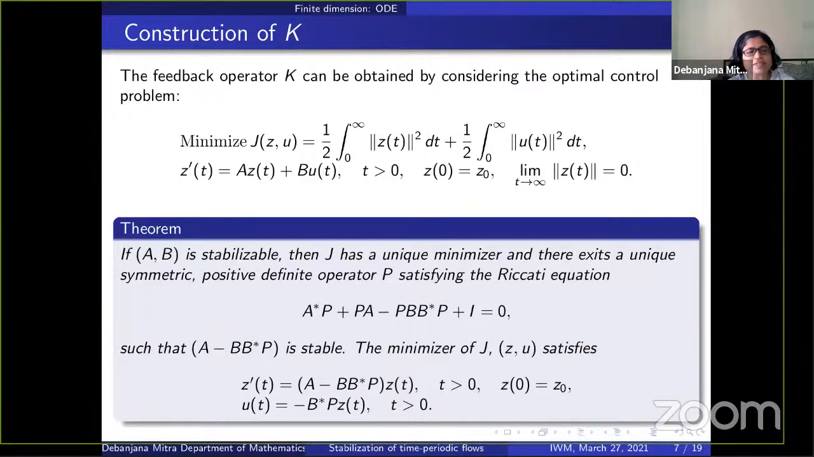which stabilizes your system. So this is the story when you are doing the stability or stabilizability around an equilibrium point of a dynamical system. So this is well known now.